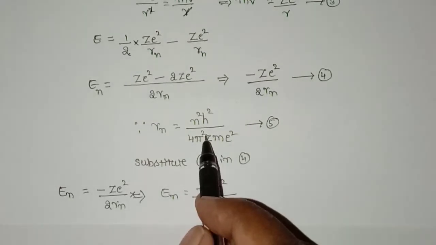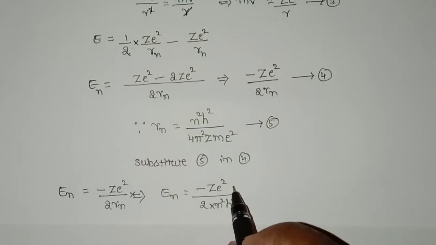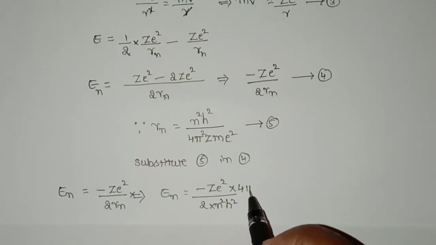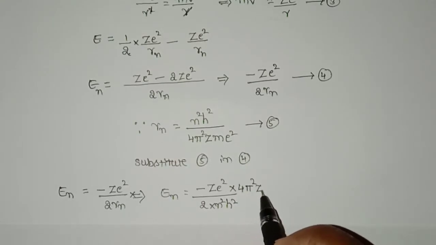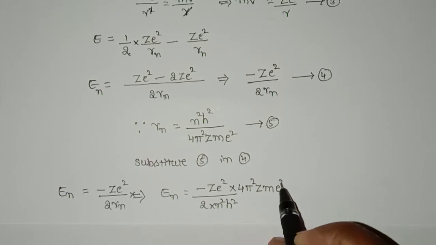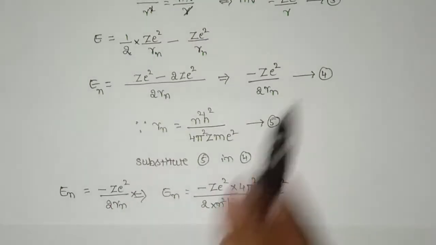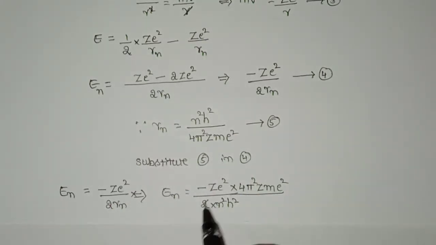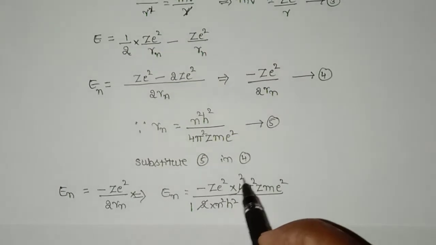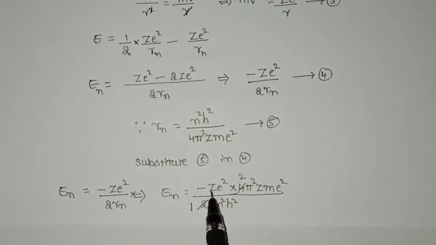So the denominator will go to the numerator over here, into 4π²Zme². So this is the complete substitution of the value of Rn in equation number 4. And here the 2s will get cancelled. So here we have 2 Z terms, there are 2 e² and 1 m.